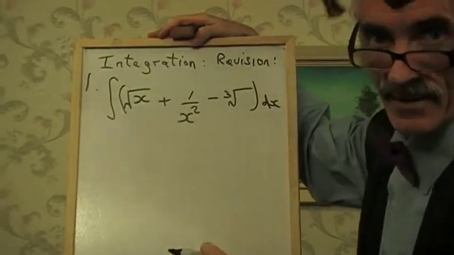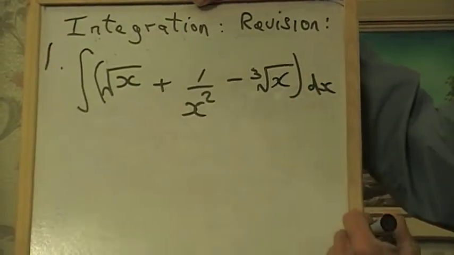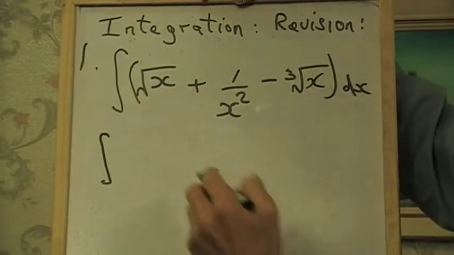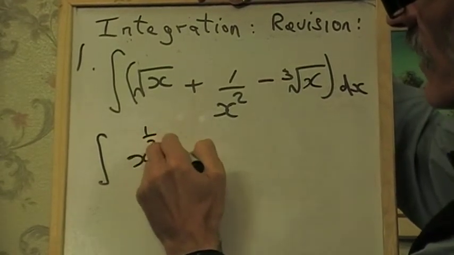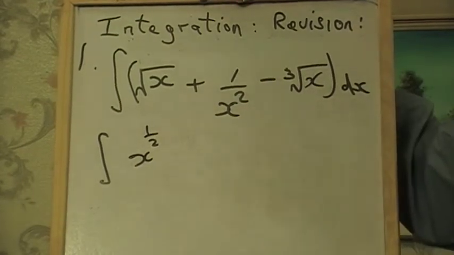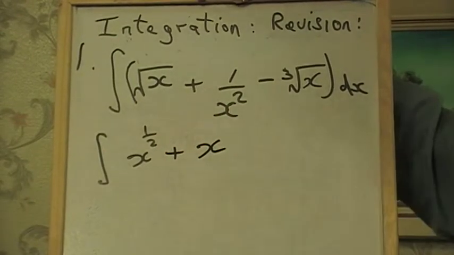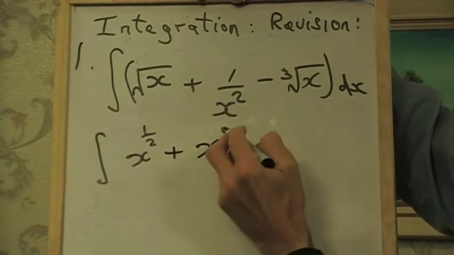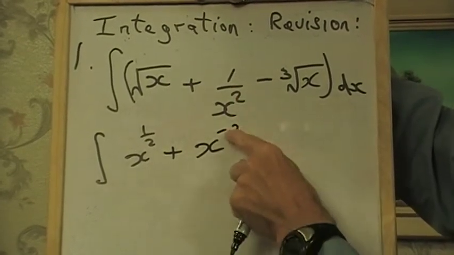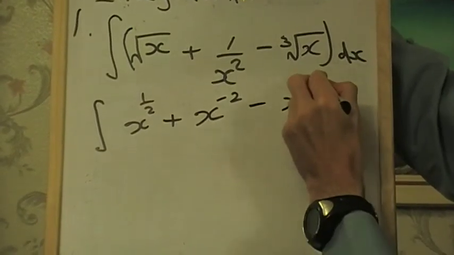We're looking at the indefinite integral of the root of x plus 1 over x squared minus the cube root of x. Firstly, what I do is simplify. You may know that the root of x is x to the half. Now I simplify 1 over x squared because we don't want to integrate that just as it is. So we bring the x to the top and we change the sign of the index. So 2 on the bottom becomes minus 2 on top. Whatever is on the bottom goes to the top and you change the sign of the index. Now we have the cube root of x, so that's x to the third.